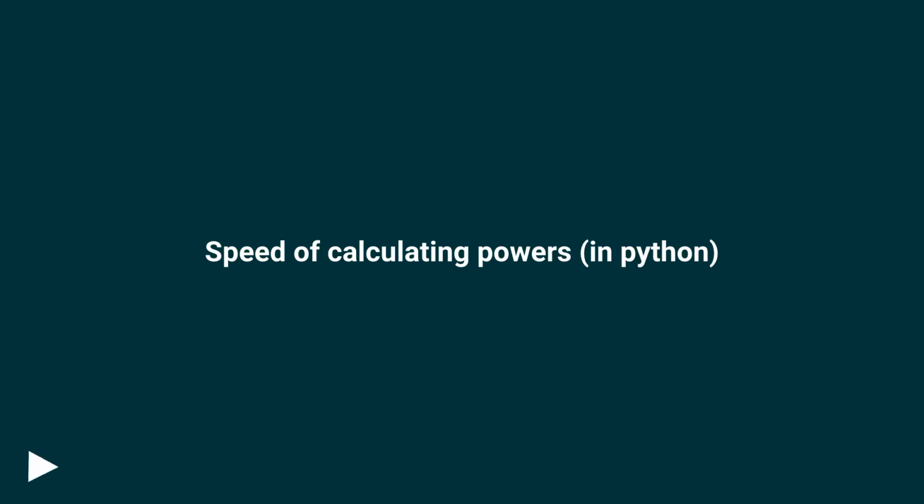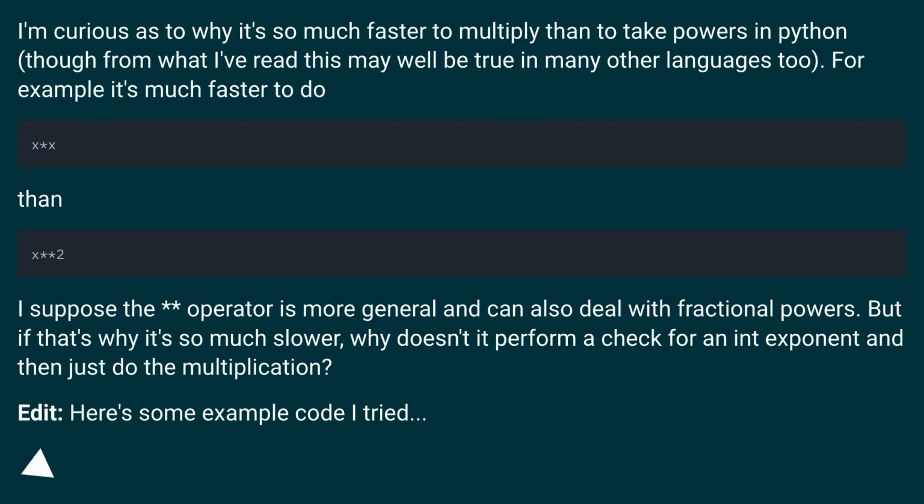Speed of calculating powers in Python. I'm curious as to why it's so much faster to multiply than to take powers in Python, though from what I've read this may well be true in many other languages too.